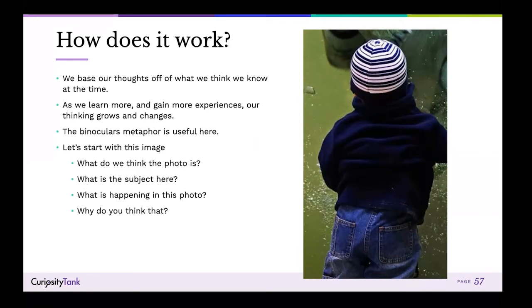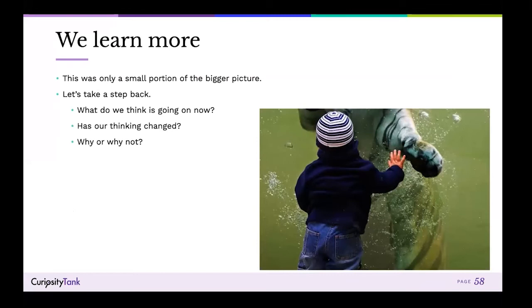Okay, let's move on to the next image. See, that was only a portion of a bigger picture, right? So let's take a step back. What do you think is going on now? All right. How has your thinking changed about what is going on in this photo, who the subject is, and what they're thinking? Go ahead and put it in the Q&A or the chat. Okay. Has your thinking changed? Why or why not? And yeah, go ahead and put it.